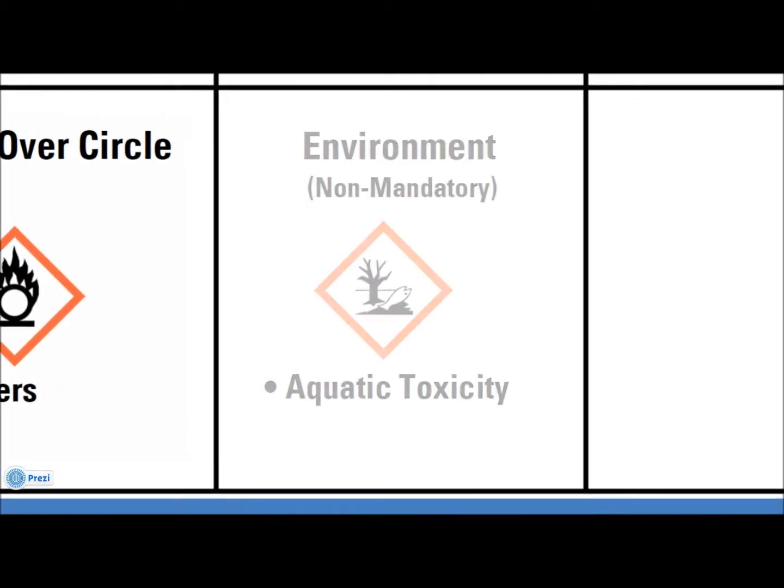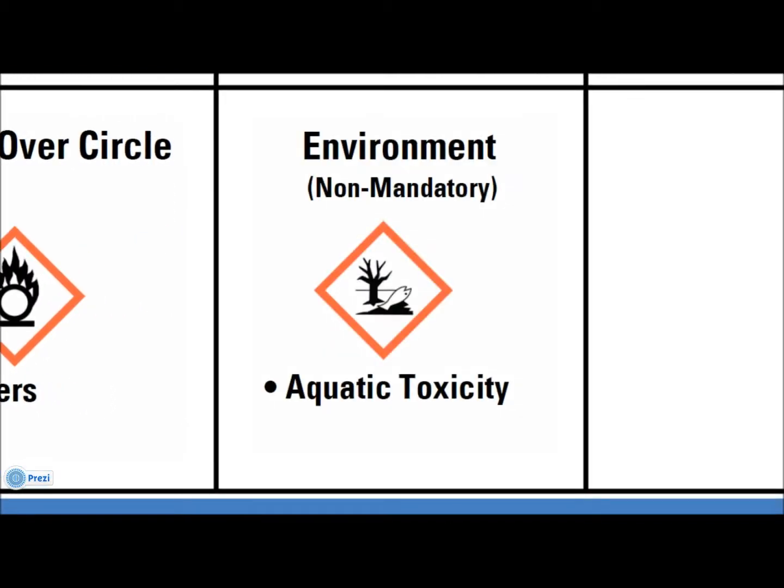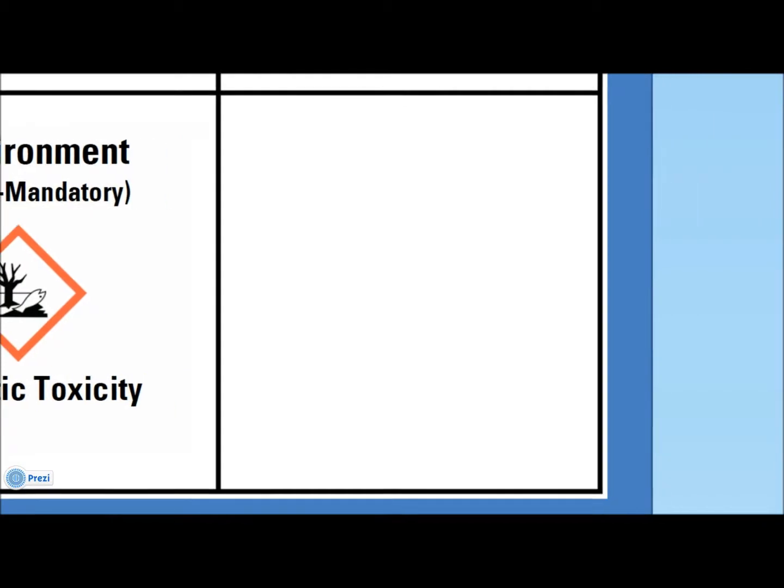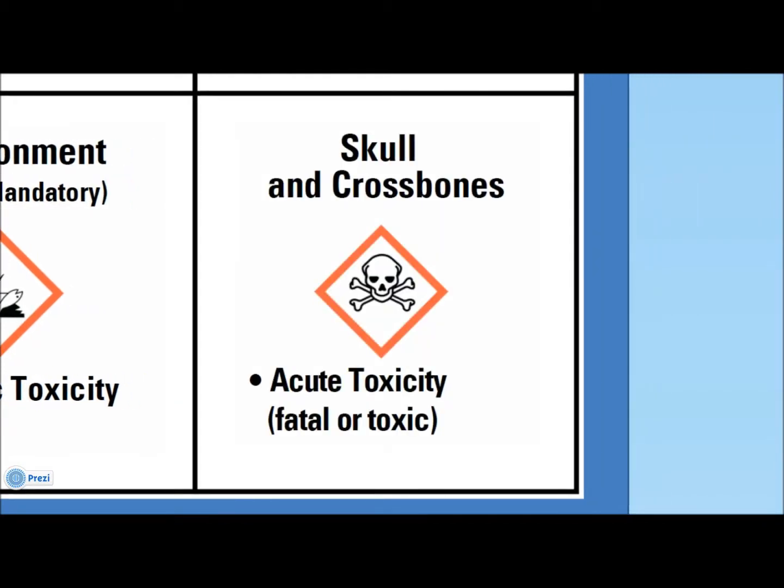The environment pictogram. This pictogram is not mandatory and may or may not be included on the products you are using, but if you see it, it means that the product may have a detrimental effect on the natural environment, such as poisoning life and water. And finally, the skull and crossbones. This is used to indicate acute toxicity, meaning it is fatal or toxic if absorbed. Depending on the product, this could be through breathing, skin contact, ingestion, or another avenue of exposure. Use special precautions as detailed by the label.